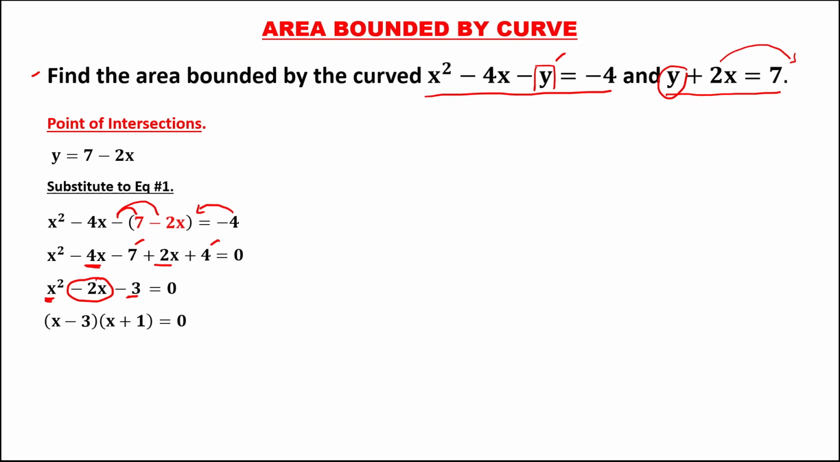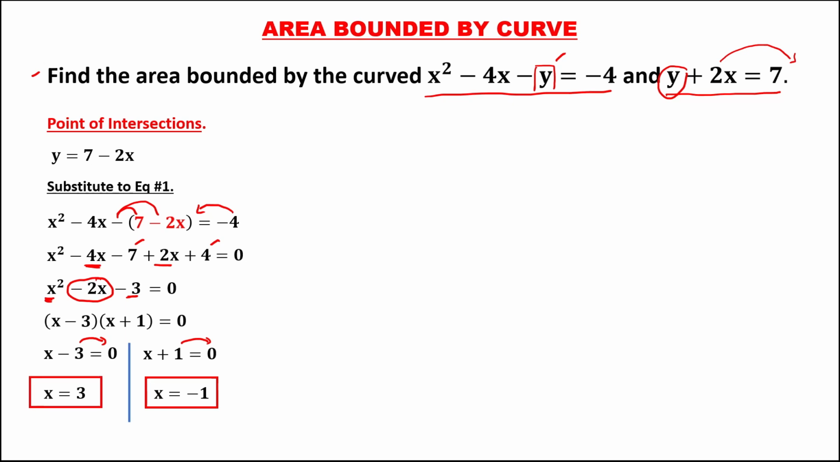Then to solve for x, equate these factors to 0. So we have x equals positive 3, and the other one, x equals negative 1. So these are the values for x. Then we can solve now for y. From this equation, y equals 7 minus 2x.